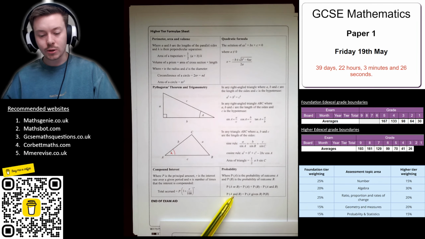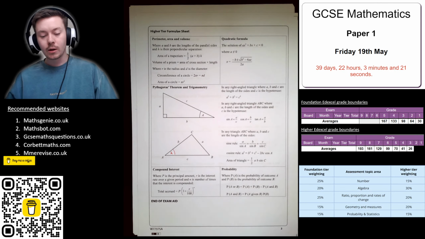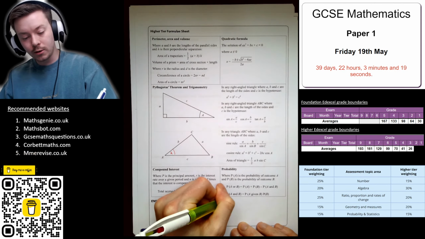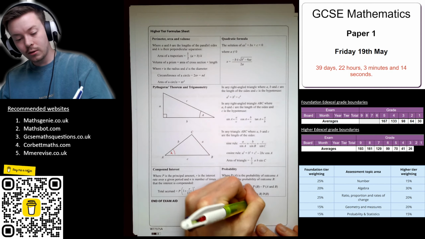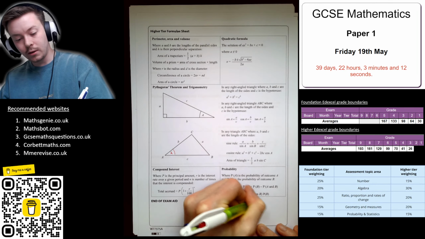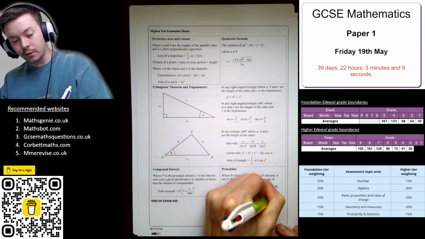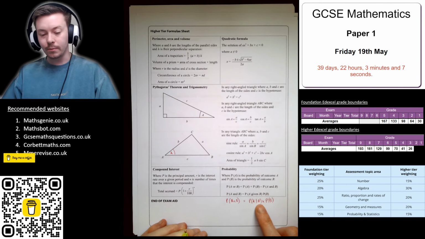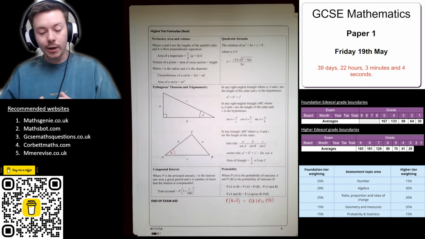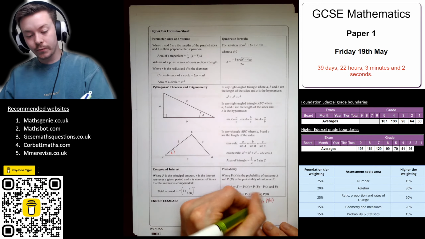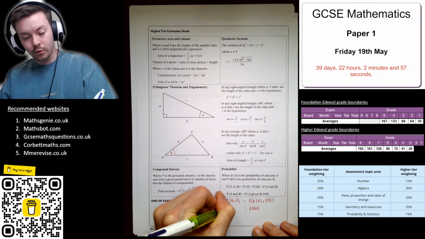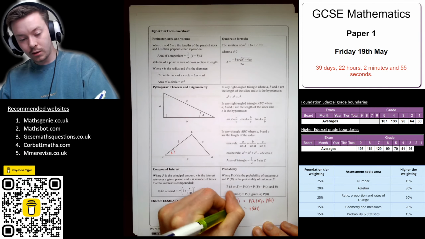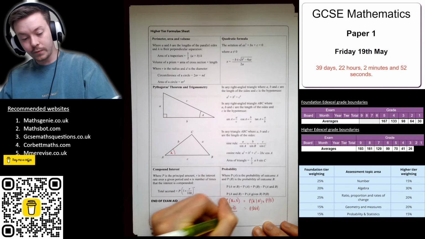Probability, the only difference is you have probability of A and B. It's probability A given B times by the probability of B. Now again, another way you might see that written is probability of A intersection B is probability of A given B times by the probability of B. Now A given B is A line B. That's another way you might see it written. You might need to rearrange this, so you might have to use the fact that probability of A given B is probability of A intersection B over probability of B.